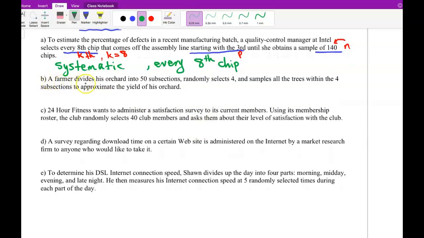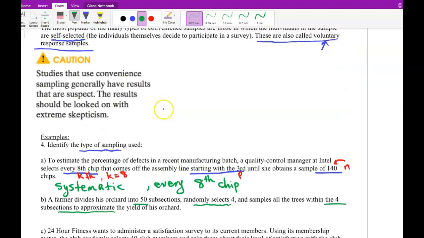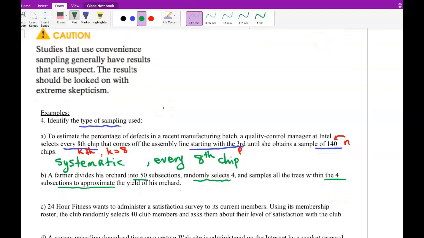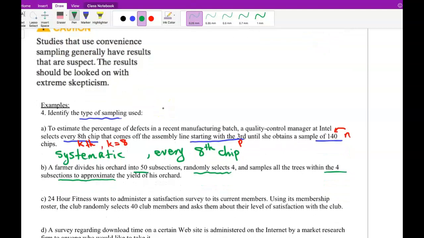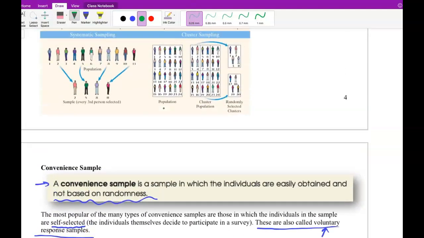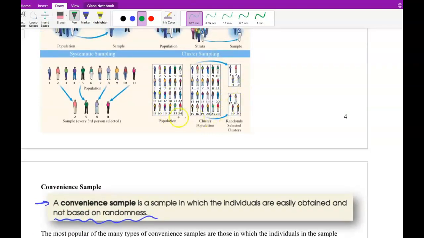Next one, Part B: a farmer divided his orchard into 50 subsections, randomly selects 4, and samples all the trees within the 4 subsections. This is cluster. So he is actually using this one.